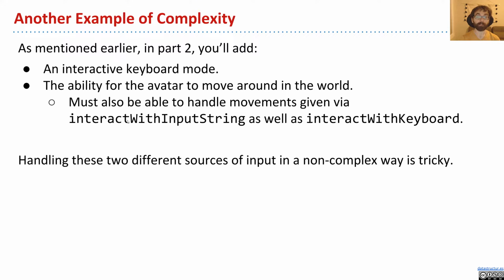One is interact with input string, where you just give a hard-coded string, and the other is interact with keyboard, where the user is actually going to push buttons on their computer and see what happens as they press them. Now, being able to handle two different sources of input, one that comes from a string and one that comes from a keyboard, is a little tricky. I mean, you can do it probably, but a lot of students had a way too complicated approach.